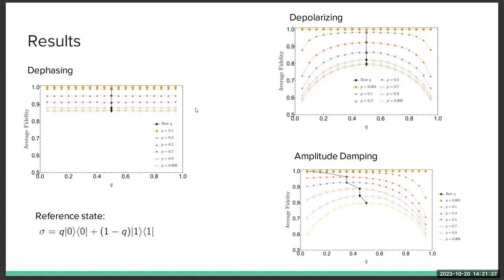Okay. So then for here, we just realized we can use any reference state in between 0 and 1. For the depolarizing, things change. I can see that the best reference state is just Q equals 1/2. And again, I see a strong dependence on P. Comparing these two, dephasing and depolarizing, the average fidelity here is lower than the average fidelity here.